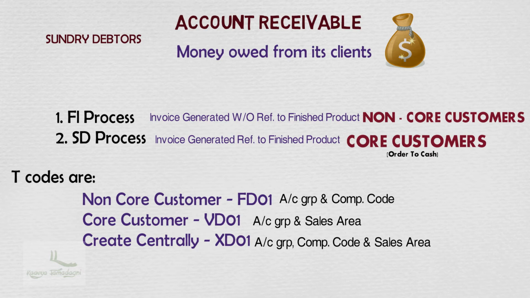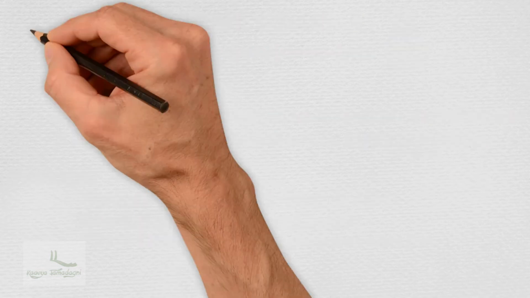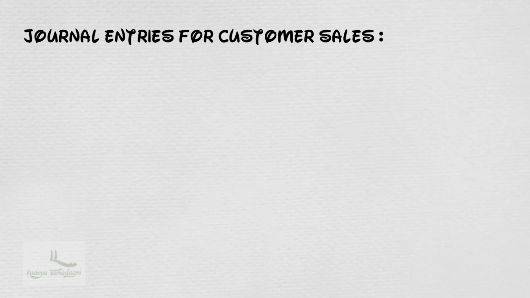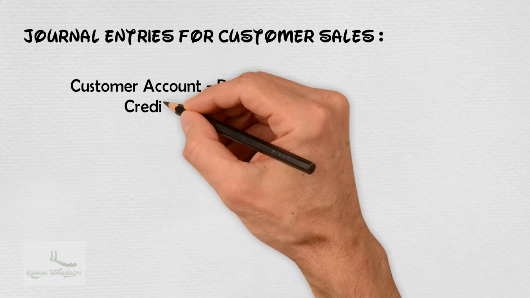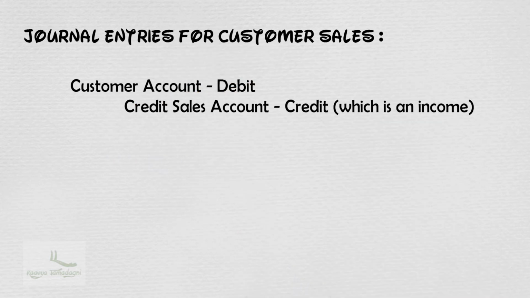So guys, this was all about the customer creation process. For the customer sale scenario, the company normally gives the product to the customer on credit and will receive the payment at a later date from the customer. So, when I am generating the customer invoice, the journal entries will be customer account debit and sales account credit, which is actually an income. After posting this journal entry, there will be an open item in the customer account. That means incoming payment is due from this particular customer.